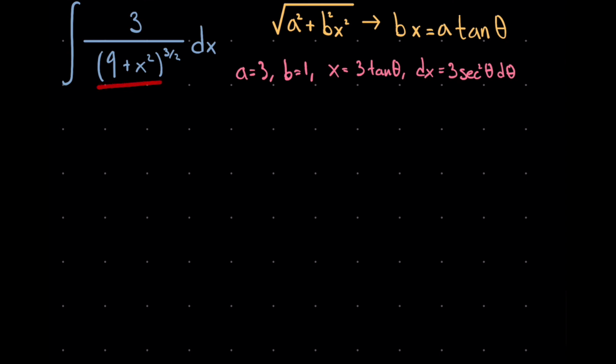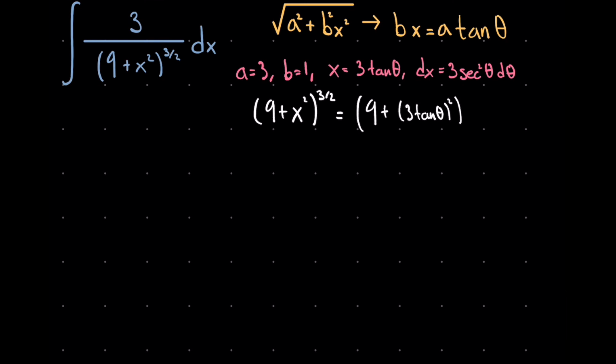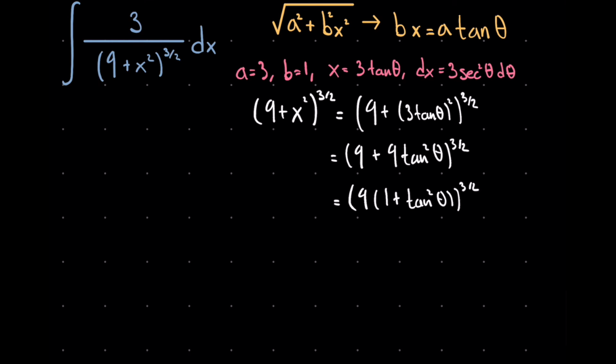So now let's simplify this expression. We have 9 plus x squared to the power of 3 over 2. Now, making the substitution x equals 3 tan theta, we get 9 plus 3 tan theta squared, all to the power of 3 over 2. So this becomes, by expanding, 9 plus 3 squared, that's 9, tangent squared theta to the power of 3 over 2. And now we're going to factor out a term of 9. So we have 9 times 1 plus tangent squared theta to the power of 3 over 2. And 1 plus tangent squared theta was the same as the last question. We know that this is equal to secant squared. So we write 9 secant squared theta to the power of 3 over 2.